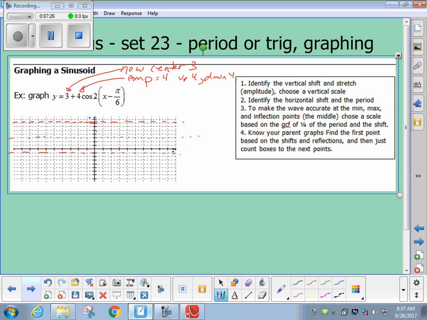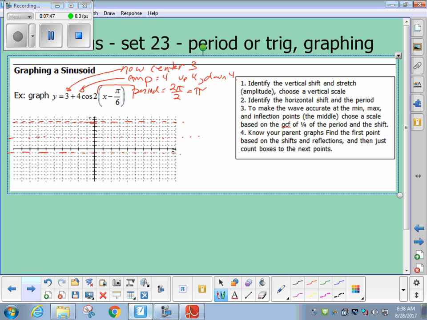Okay. Now the horizontal component. What's the period? We just did this part. 2 pi divided by the coefficient 2 makes the period pi, yes?